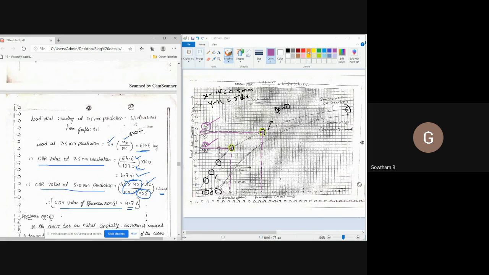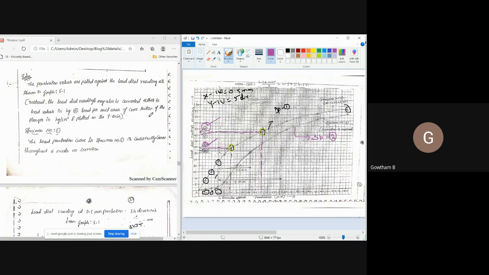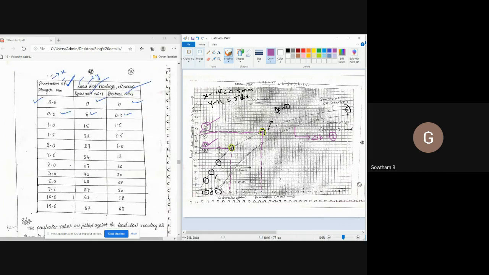Here, this curve indicates specimen number 2. Now let us see the specimen number 2 data. I will just show the points for two or three points. You can see here, this is specimen number 2.